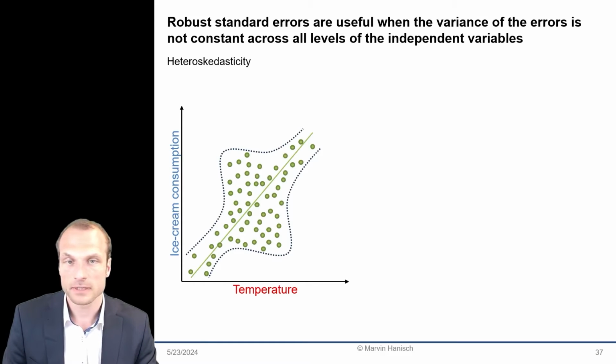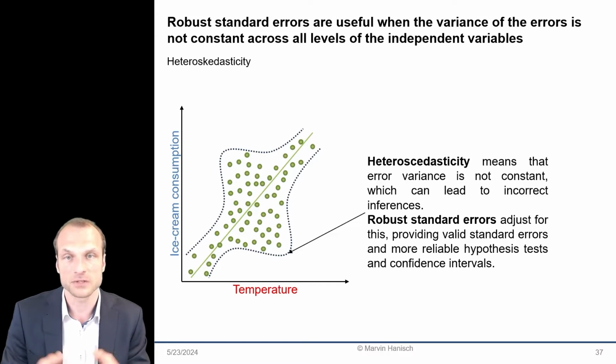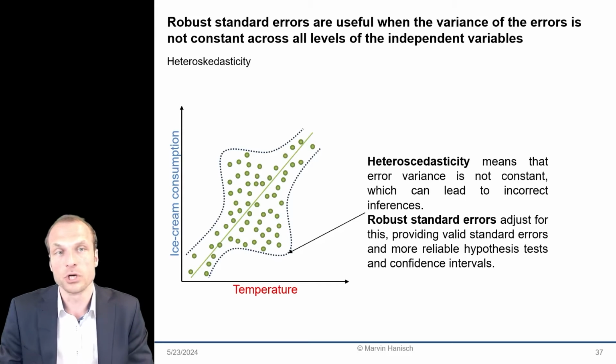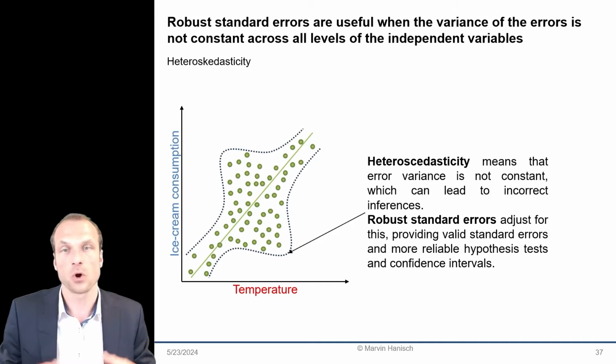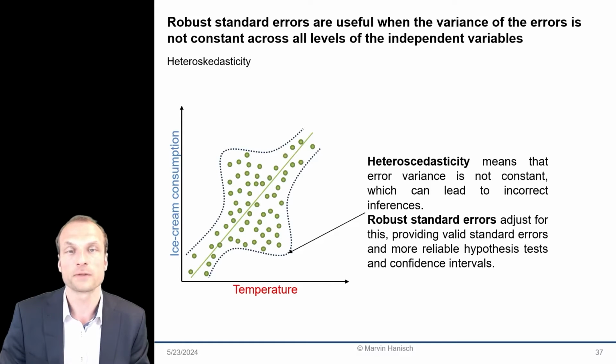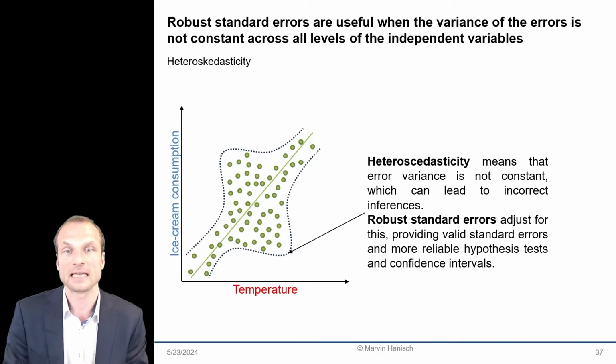These irregularities are called heteroscedasticity, a fancy word meaning the spread of your data points isn't consistent. Normally, we assume that the spread or noise is even across all data points. But when it's not, robust standard errors come to the rescue. Robust standard errors adjust for this inconsistency, giving you more reliable analysis and estimates even when your data is a bit messy.